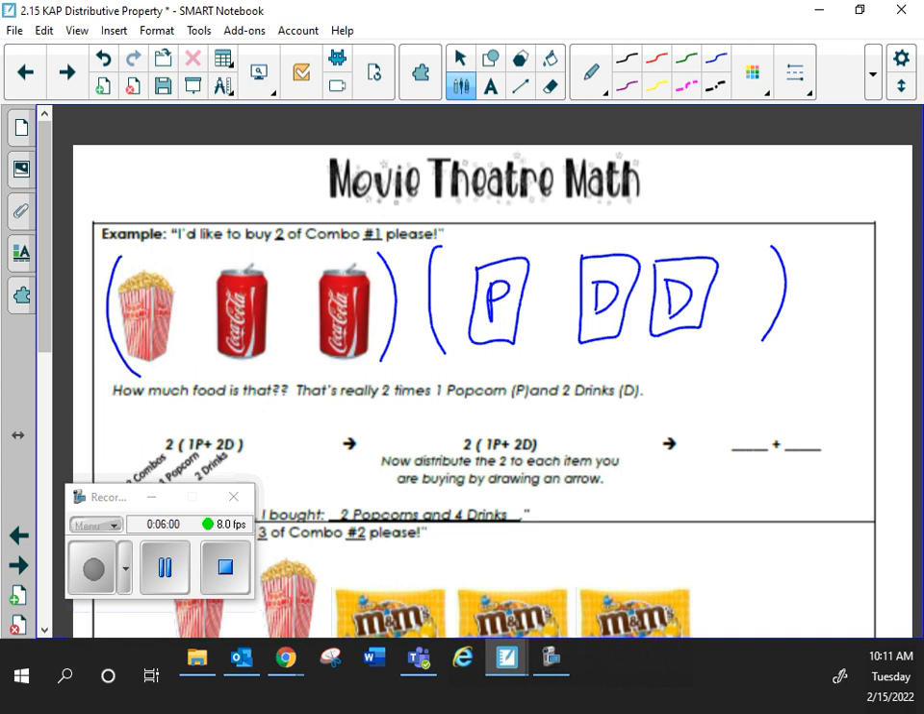In total, what should I get? When I walk away from the counter, in total, I should have 4 drinks and 2 popcorn. Okay, I'm going to go in the order that we have. So 2 popcorn plus 4 drinks. Correct? Do y'all agree with that?